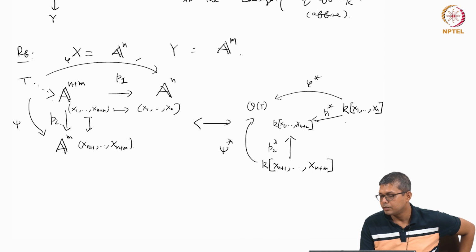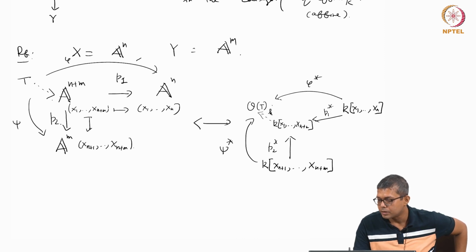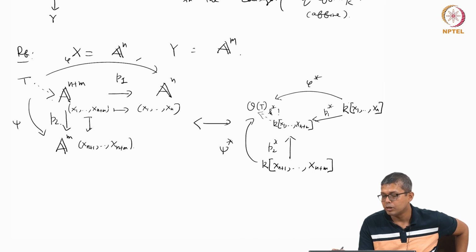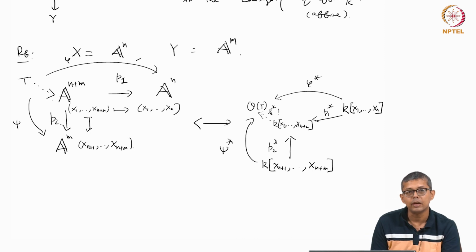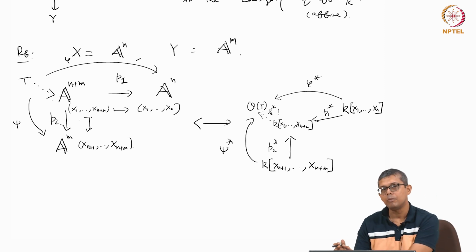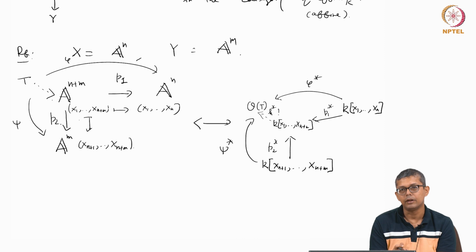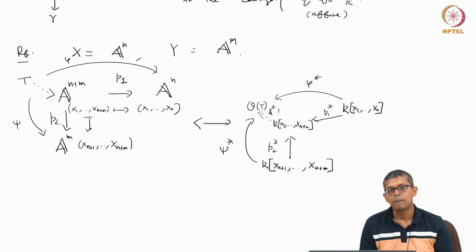Now the point is that if you have this, then there is a unique map. Call it H upper star. The map between these will correspond to a map between the affine spaces A^(n+m), and the diagram commutes here, which means the diagram will commute here also, right? So it's obvious then.